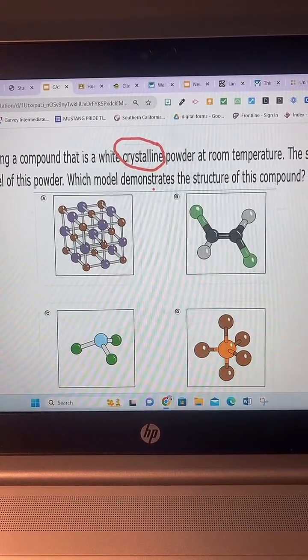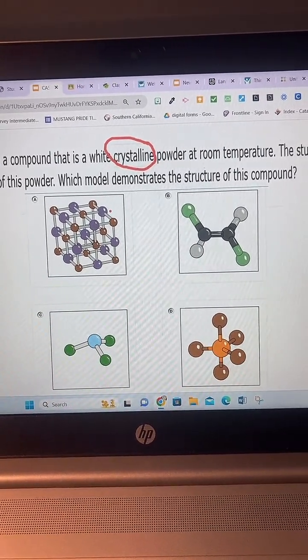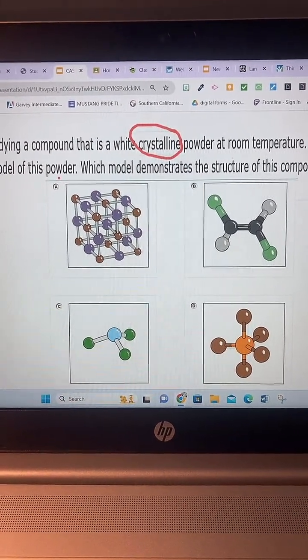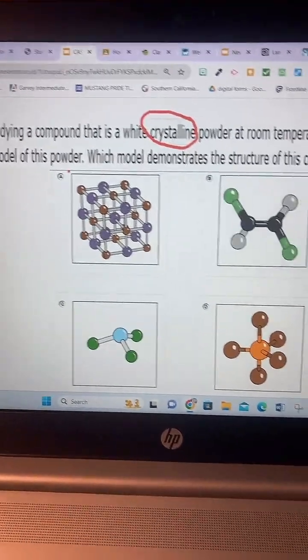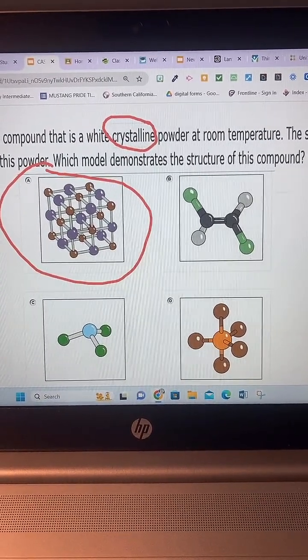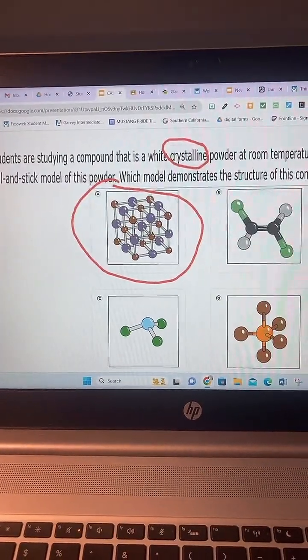I like to say CRPA. CRPA is not crap. Sorry for the language, if you care. But the point is there's only one that's a repeating pattern, and that's A. So that's our correct answer.